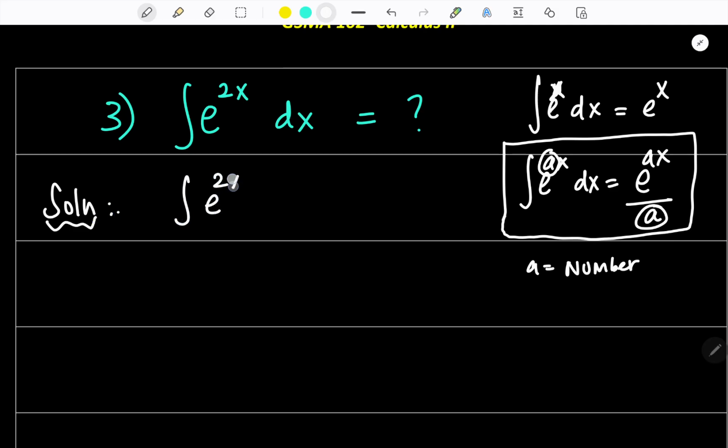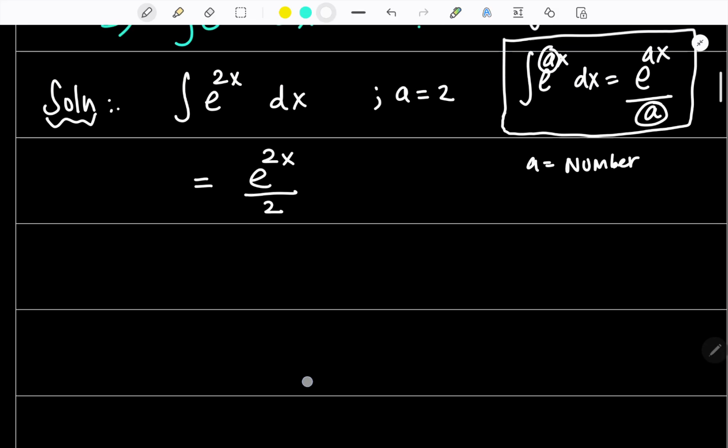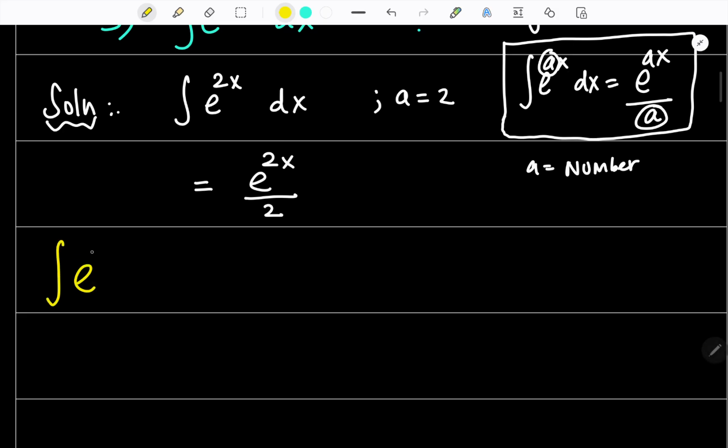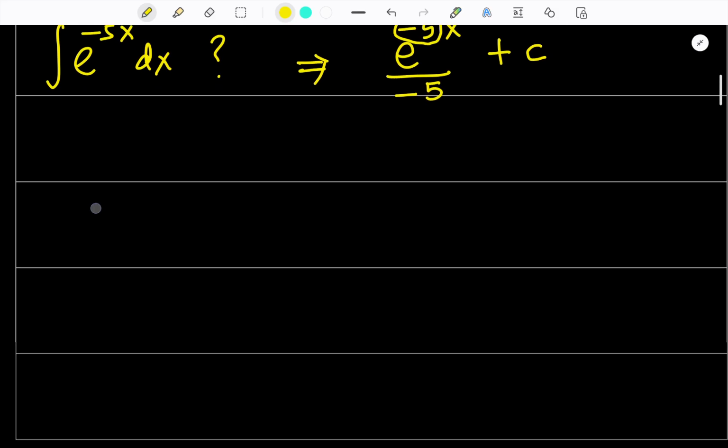So let's start the solution. Here integral e power 2x dx. What is the value of a? a is 2. So the answer is e power 2x divided by 2. Let me give you one question with minus and tell me the answer. Suppose you have integral e power minus 5x dx. What will be your answer? e power minus 5x divided by, what is the a value? a value is minus 5. So divided by minus 5 plus integrating constant c. Keep in your mind, don't forget to put integrating constant c. They will reduce half a mark from your solution.